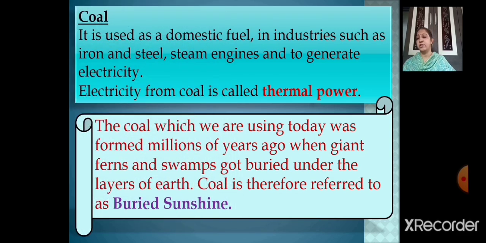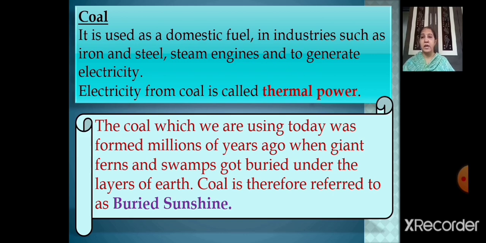Let's begin with the topic coal first. We know this is the most abundantly found fossil fuel. It is used as a domestic fuel, in industries such as iron and steel, in steam engines, and even to generate electricity. The electricity that we get from coal is called thermal power.